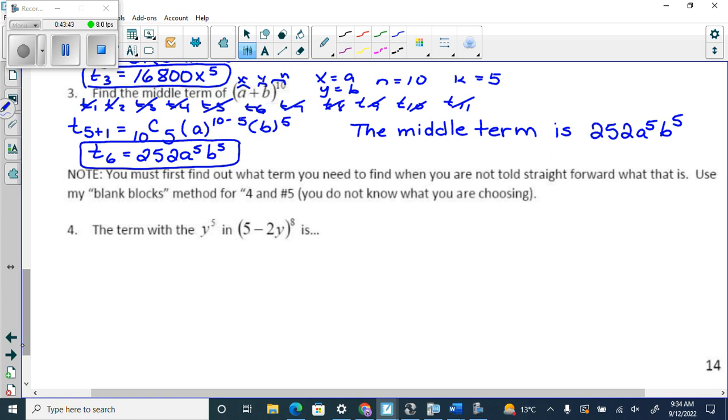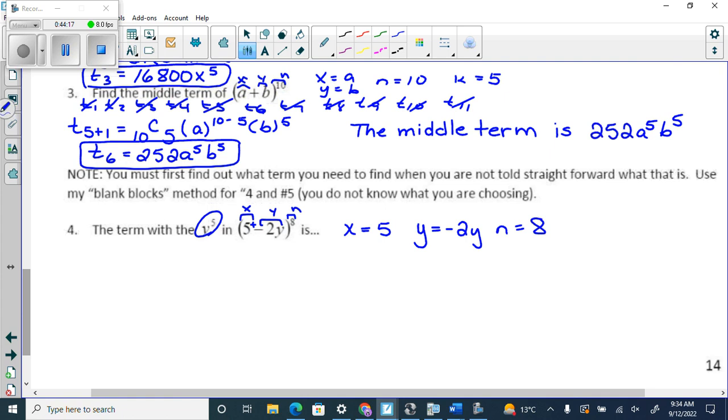We know X is 5. Please don't change this around and be like, I like when the Y is first. Don't do that. X is 5 plus Y is negative 2Y, N is 8. And I'm going to rewrite that. X equals 5. Y equals negative 2Y. N equals 8. And you're true to say here, okay, I need the one with Y to the 5, but I don't know what K is. Correct? So if you're ever stuck, fill in what you do know and leave a box for stuff you don't know. Okay? And then see if that's helpful.